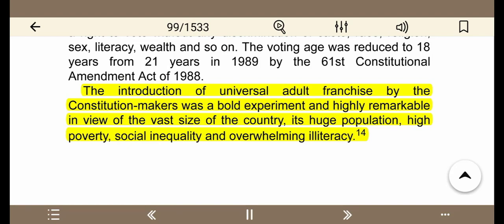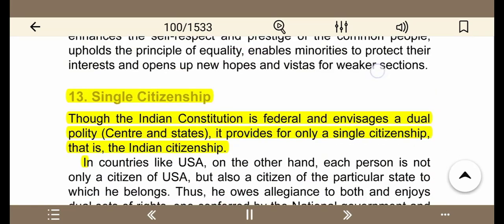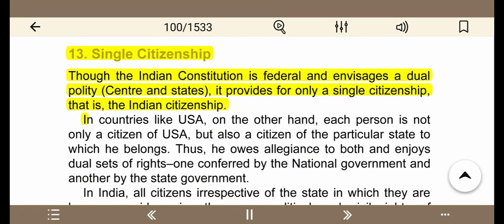Universal adult franchise makes democracy broad-based, enhances the self-respect and prestige of the common people, upholds the principle of equality, enables minorities to protect their interests, and opens up new hopes and vistas for weaker sections. 13. Single citizenship. Though the Indian constitution is federal and envisages a dual polity, center and states, it provides for only a single citizenship, that is, the Indian citizenship.